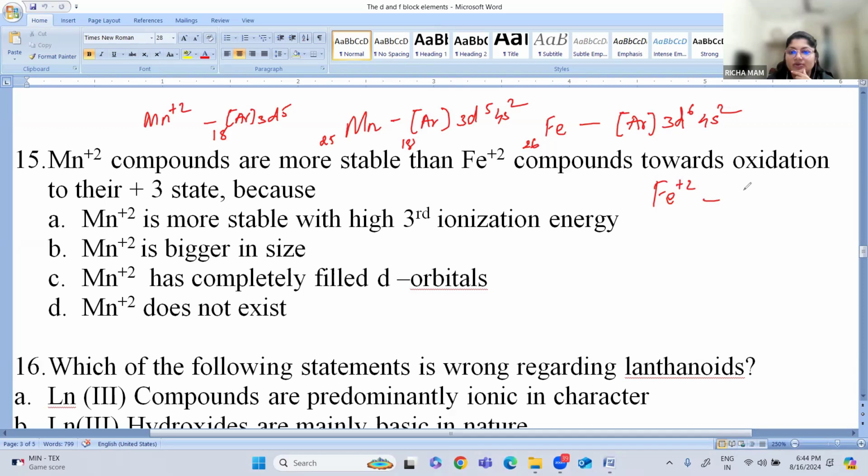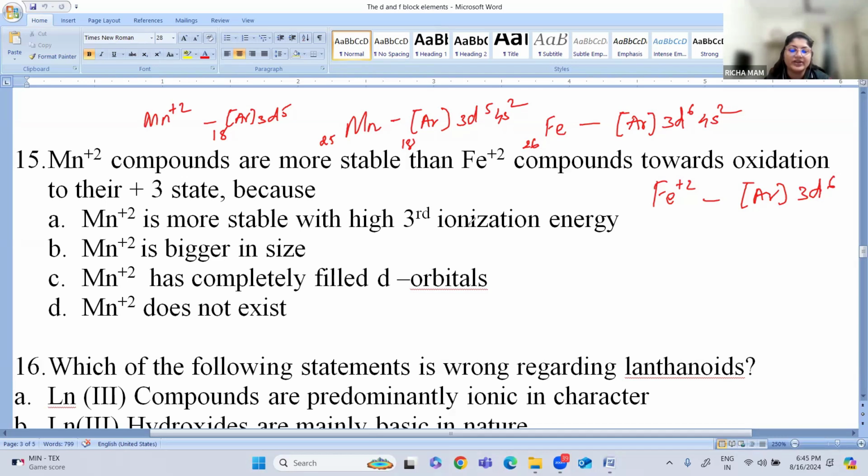Fe plus 2 will be what? It will be argon, 3d6. Now, the compounds towards their plus 3, Mn plus 2 are more stable than Fe plus 2 compound towards the oxidation to their plus 3 state.